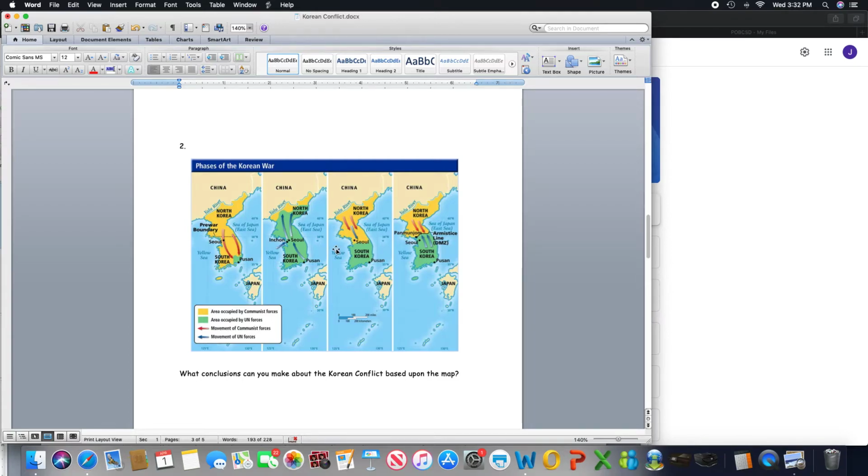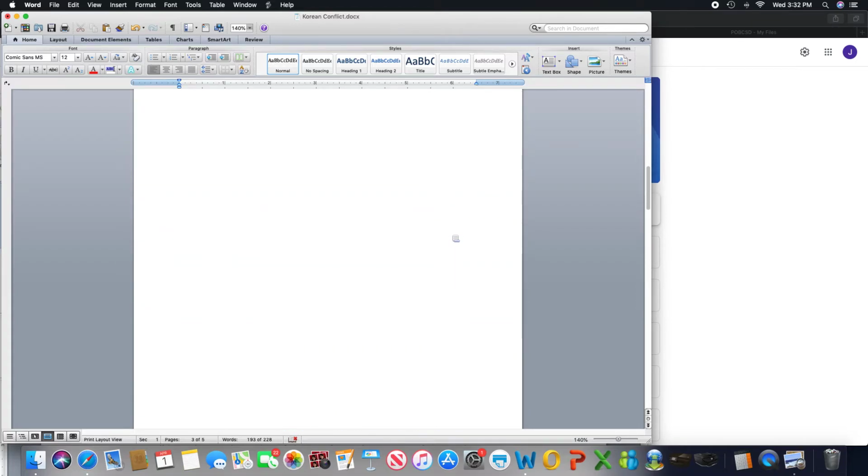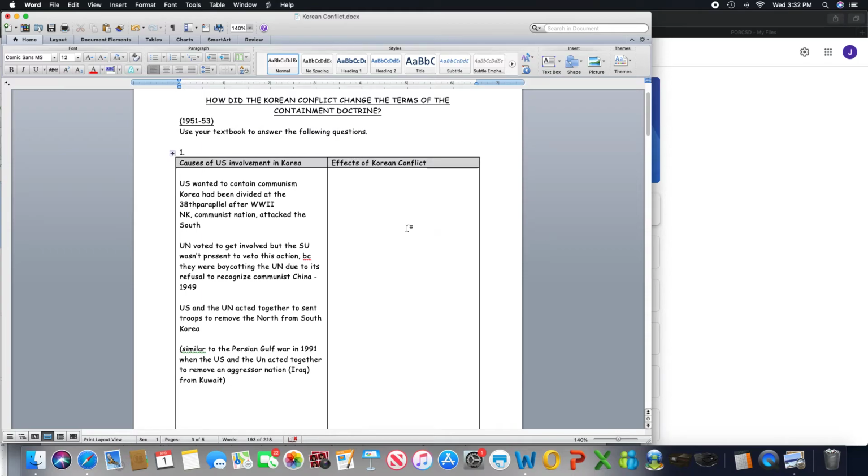Now we see the North fighting back, and then in the end, the armistice line, or the demilitarized zone, at the 38th parallel. They wound up exactly where they started, so this whole thing was kind of pointless. Let's go back to our effects box, and we'll talk about that. We see that the containment policy was only partially successful.